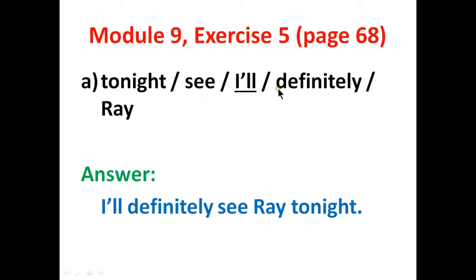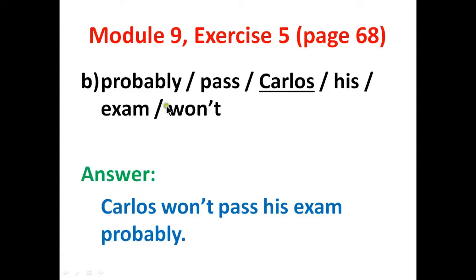Tonight, see, I'll, definitely, Ray. I'll definitely see Ray tonight. Now number B. Probably, pass, Carlos, his, exam, won't. Now you will start a sentence with Carlos and the other words you will arrange in a proper way to make a new sentence. Carlos won't pass his exam probably.